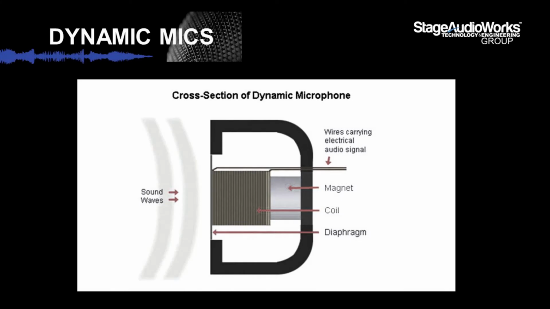It uses a wire coil and a magnet to create an audio signal. If you look at the cross section here, when a magnet is moved near a coil of wire, an electrical current is generated in the wire, which I'm sure most of us know. The diaphragm is attached to the coil. When the diaphragm vibrates in response to incoming sound waves, the coil moves backwards and forwards past the magnet. This creates a current in the coil, which is channeled from the microphone along the wires.